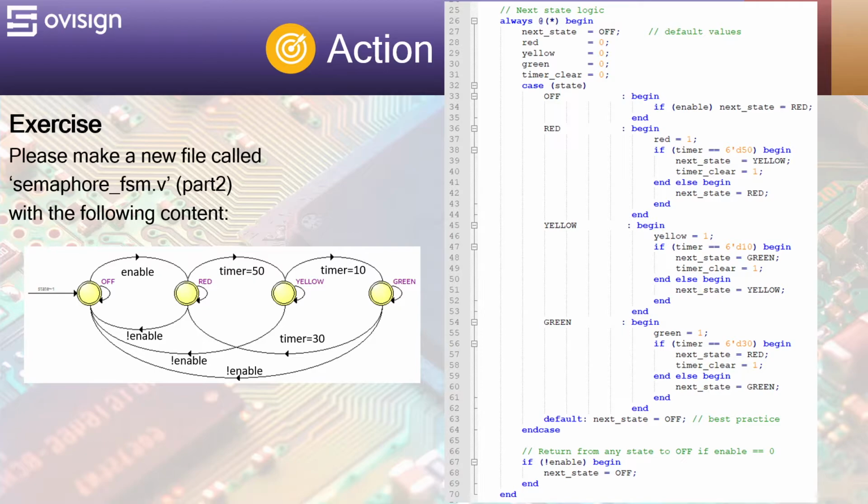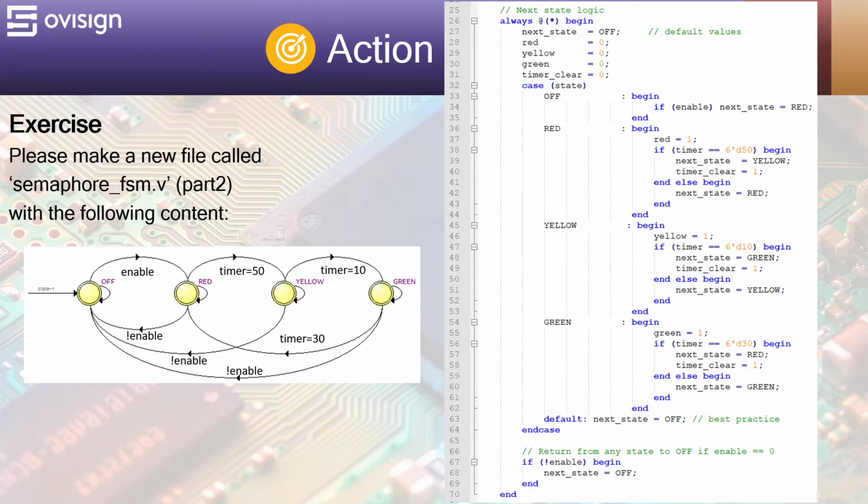Let's assume that enable was set and in the next clock cycle we enter the red state. When we are in this state, red equals 1. The other signals preserve their default values from line 27. The if statement decides how much we are going to loop in this state and when we are going to transition. If the timer reaches the value 50, we go to the yellow, otherwise we stay here.